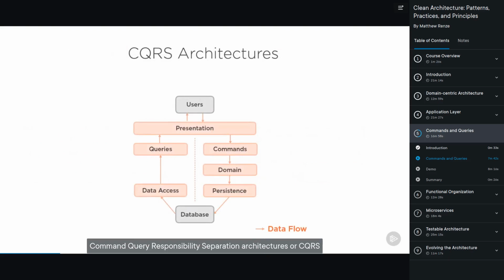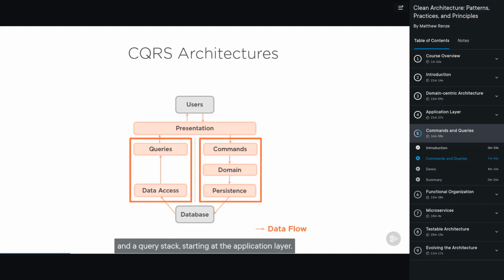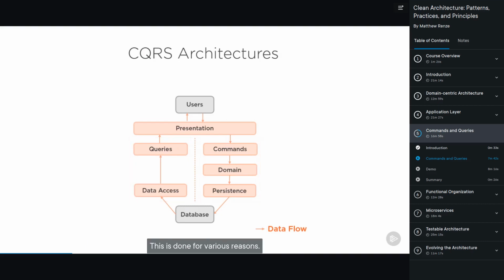Command-query responsibility separation architectures, or CQRS architectures, expand this concept of command-query separation to the architectural level. In general, we're dividing the architecture into a command stack and a query stack starting at the application layer. This is done for various reasons. The primary reason is that queries should be optimized for reading data, whereas commands should be optimized for writing data.